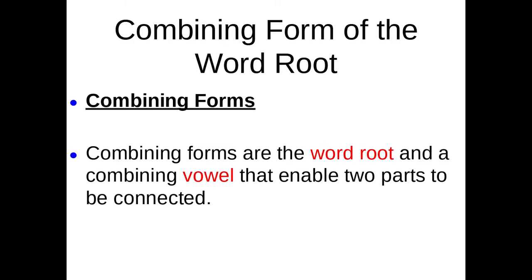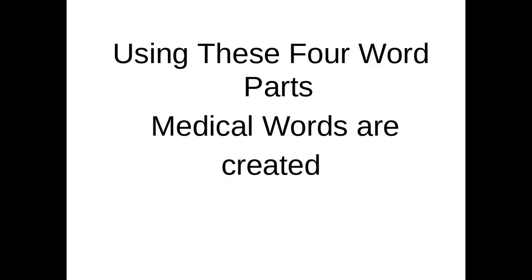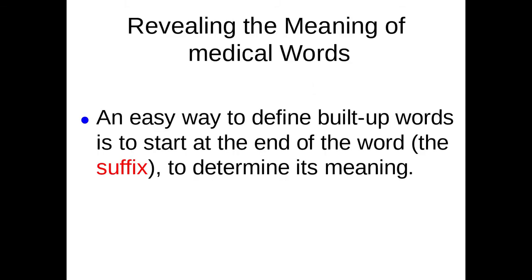All right, you also have what are called combining forms. So these are usually a vowel that you use to put two of those parts of the word together so that it is connected and it just kind of flows. I'll show you an example of this, but just know it's a vowel that connects all of those parts together. So if you have these four parts, then you're able to create a medical word. And once you know these different parts, you can figure out and interpret what the meaning is.